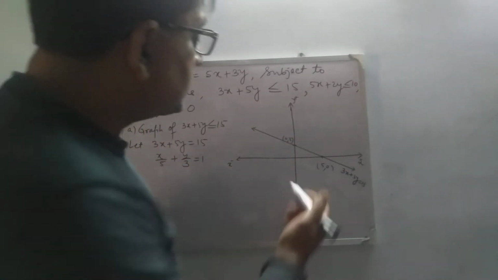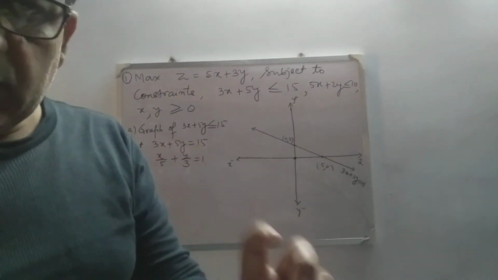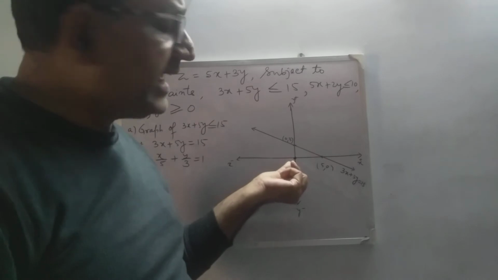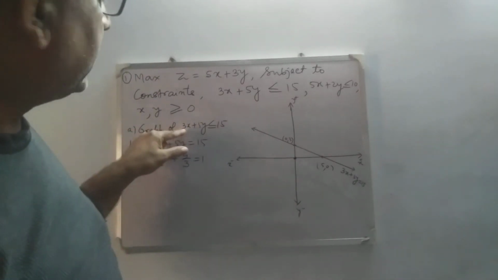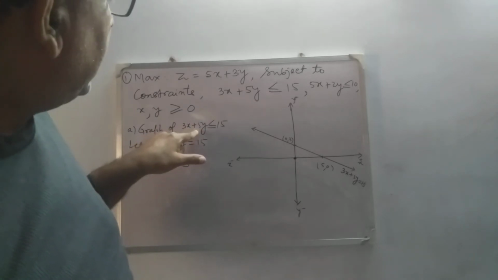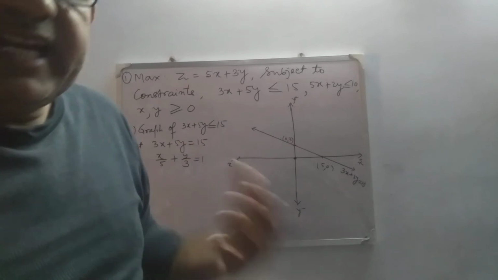Say we have taken this point, the origin (0, 0), because it is easier to calculate the values depending on the origin, because here x is 0, y is 0. Now try to put these values here. 3 into 0 plus 5 into 0, that is 0, less than or equal to 15. So it is a correct result.